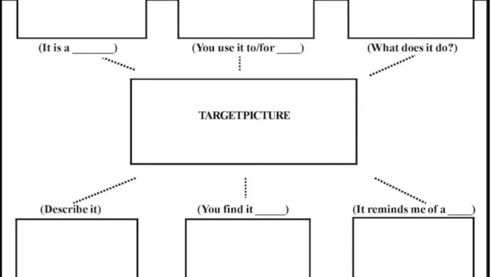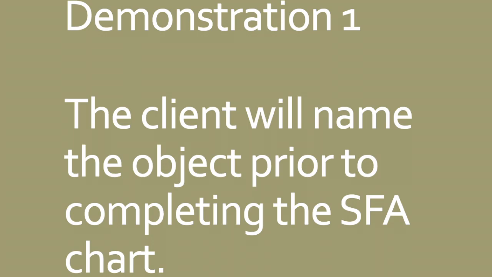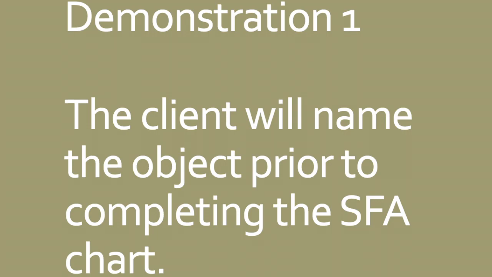During the treatment demonstration, you will hear these 6 categories discussed. In the first demonstration, the client will name the object prior to completing the semantic feature analysis chart. You'll see the clinician reinforce the correct production. However, she will continue to have the client complete the chart in order to maximize all semantic features learned.